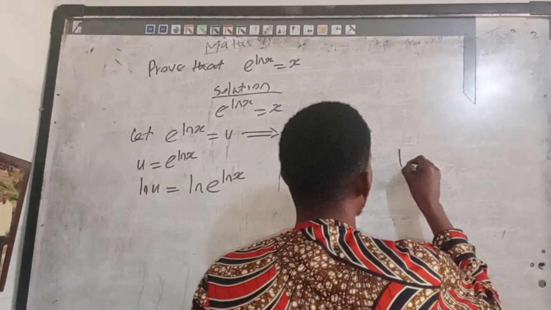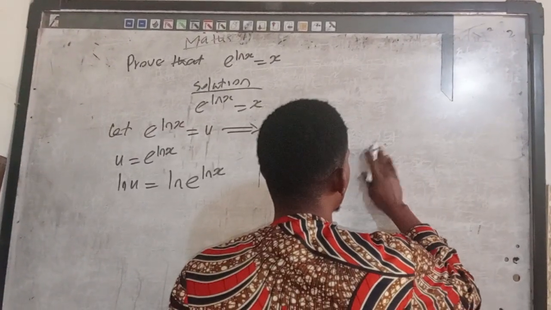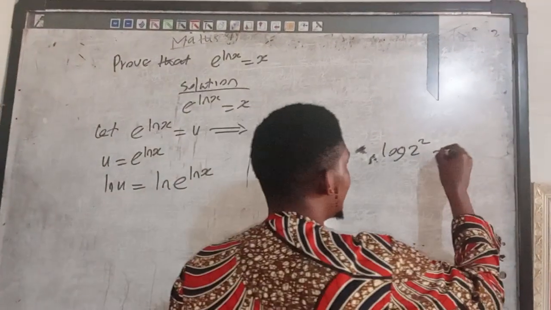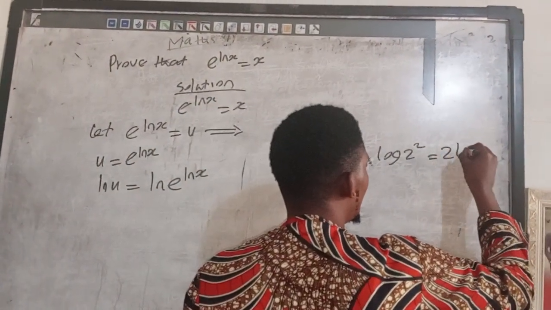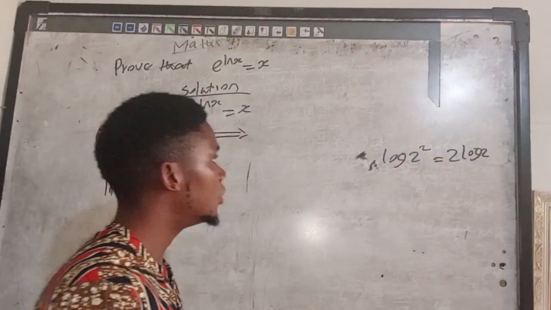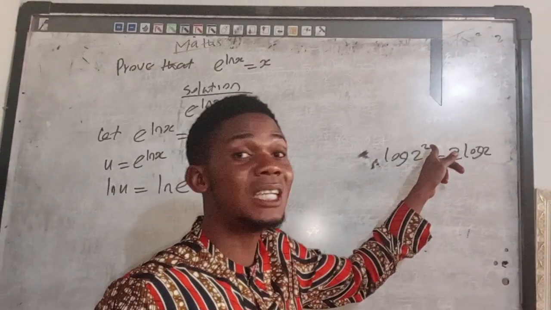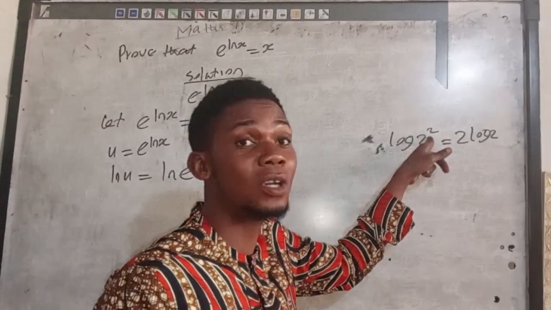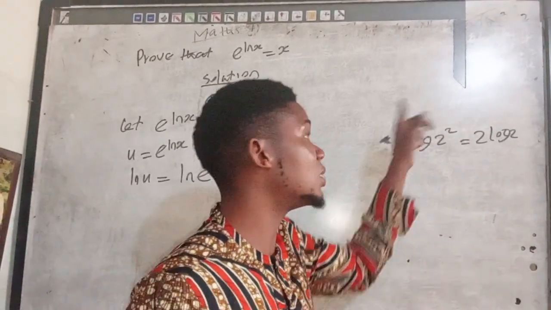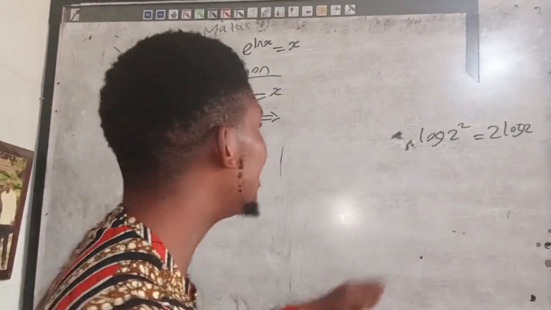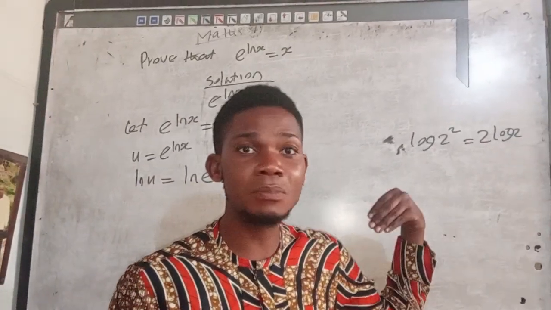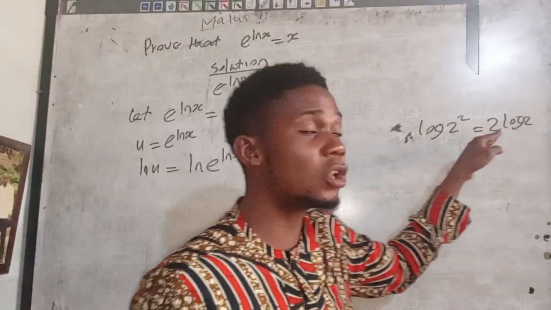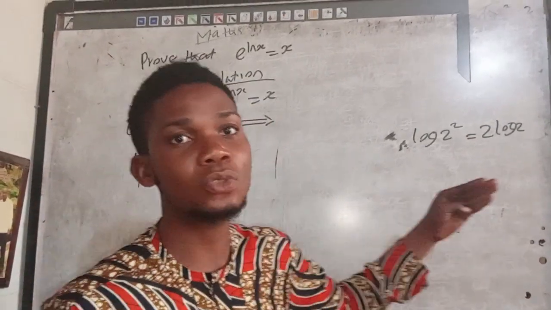Example, we may have something like logarithm of 2 raised to power 2. This can be written as 2 log 2. So the power of the number in the logarithm will be used to multiply the logarithm itself. In this case, the laws of logarithm are applicable to ln. Once you know your logarithm, you already know how to solve your ln.